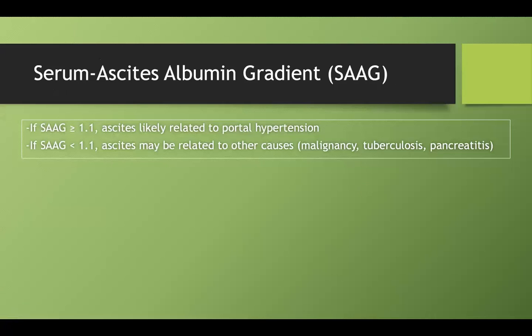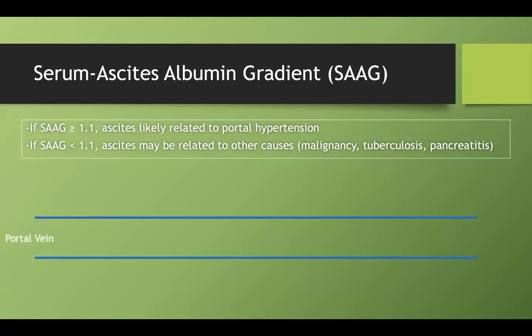So I just gave you a bunch of numbers and basically told you to remember that, but that's not helpful. So let's actually go through why the SAAG is greater than 1.1 in portal hypertension and less than 1.1 in other causes. So if we have our portal vein here and our peritoneum, if we have fluid in our portal vein, that's great, but then if it leaks out, now we have ascites.